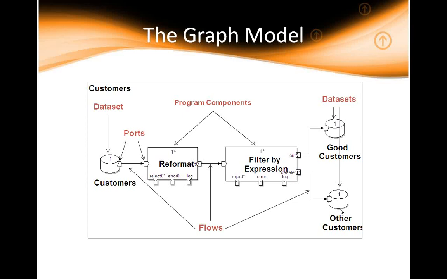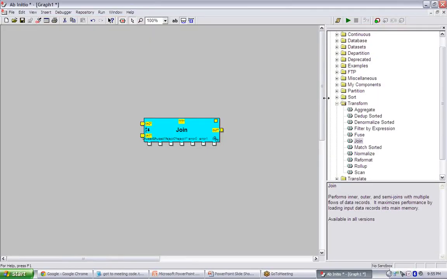So this is a sample graph. This is how the graph looks. There will be data sets. This is the source data set, and this is the target data set, and these are the programming components, like Reformat and Filter by Expression. This is how a basic graph looks.